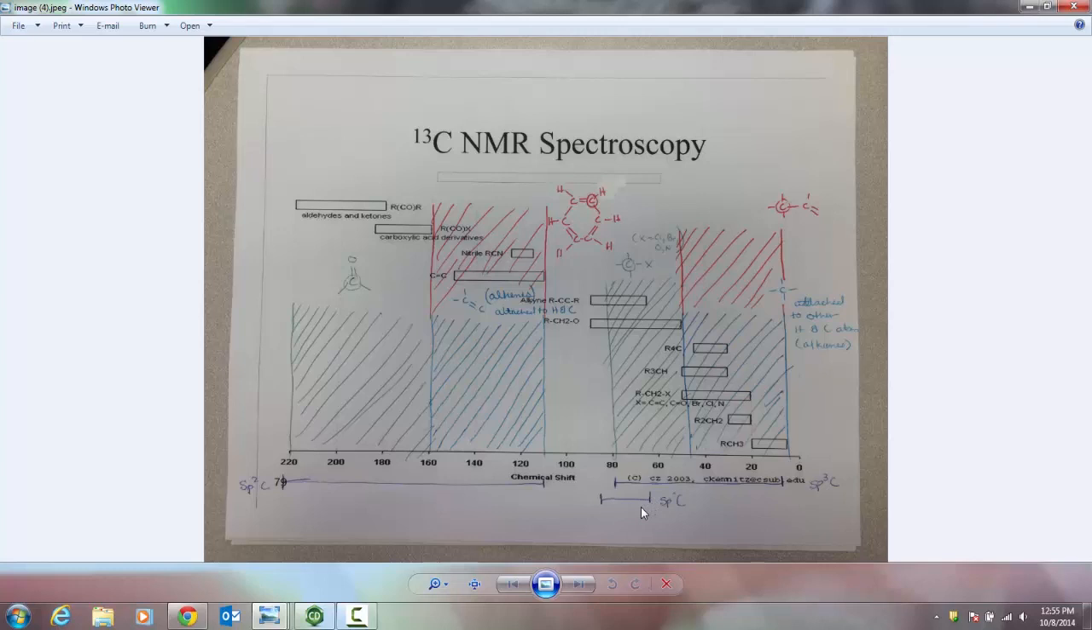Very similar to what we saw with the proton NMR. In this diagram, there are also 3 subsections. So if we're looking at the sp3 hybridized carbons, in blue here, this region from just above 0 to maybe around 40 or a little bit above 40, we find carbons attached to other hydrogens and carbon atoms. So this would be where we find our alkanes, more than not.